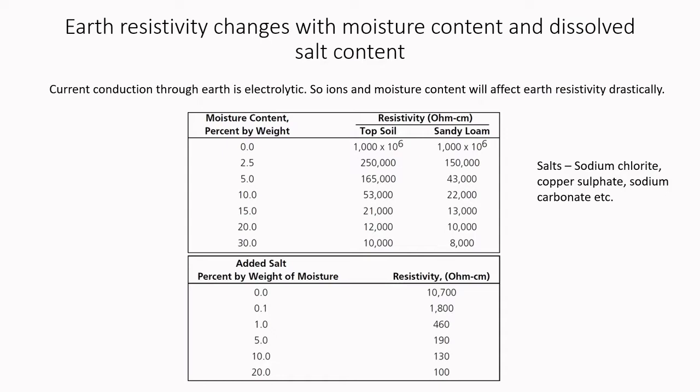If you observe the given tables, you can see how the resistivity has gone down with added moisture content and added salt content. If you observe the salt content table, you can see resistivity can get very low, like 100 ohm centimeters, when there's 20% salt in the soil. I have also given the types of salts we can find in our soil.